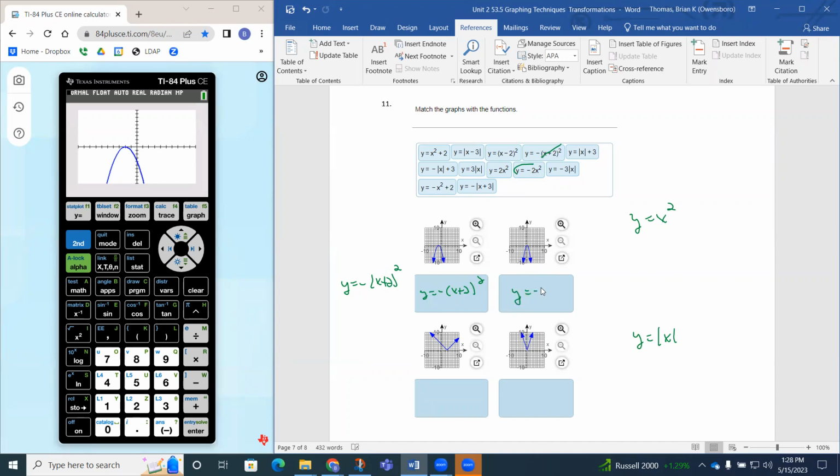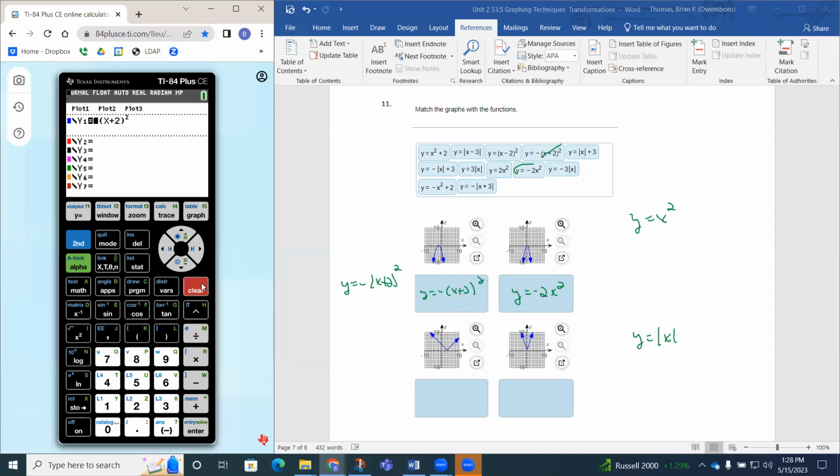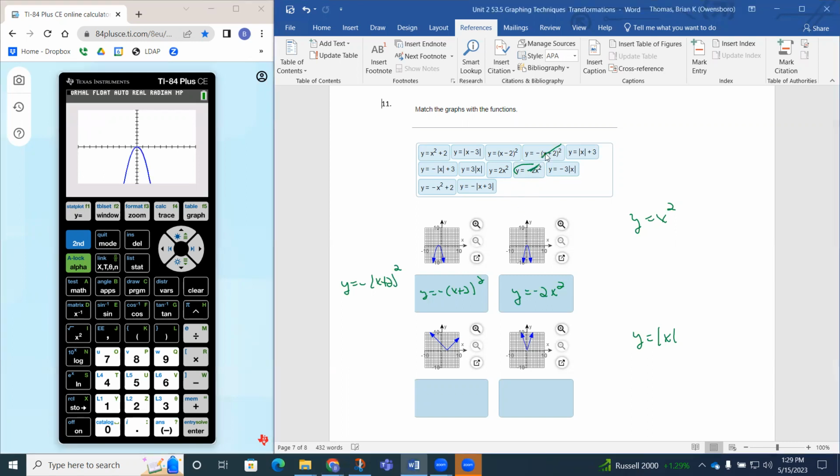So y equals negative 2x squared, because the 2 would make it move vertically a little bit there. So if I go over here and put a negative 2x squared in and graph that, that does seem to mirror what's happening to the graph there. So yeah, those 2 match that.